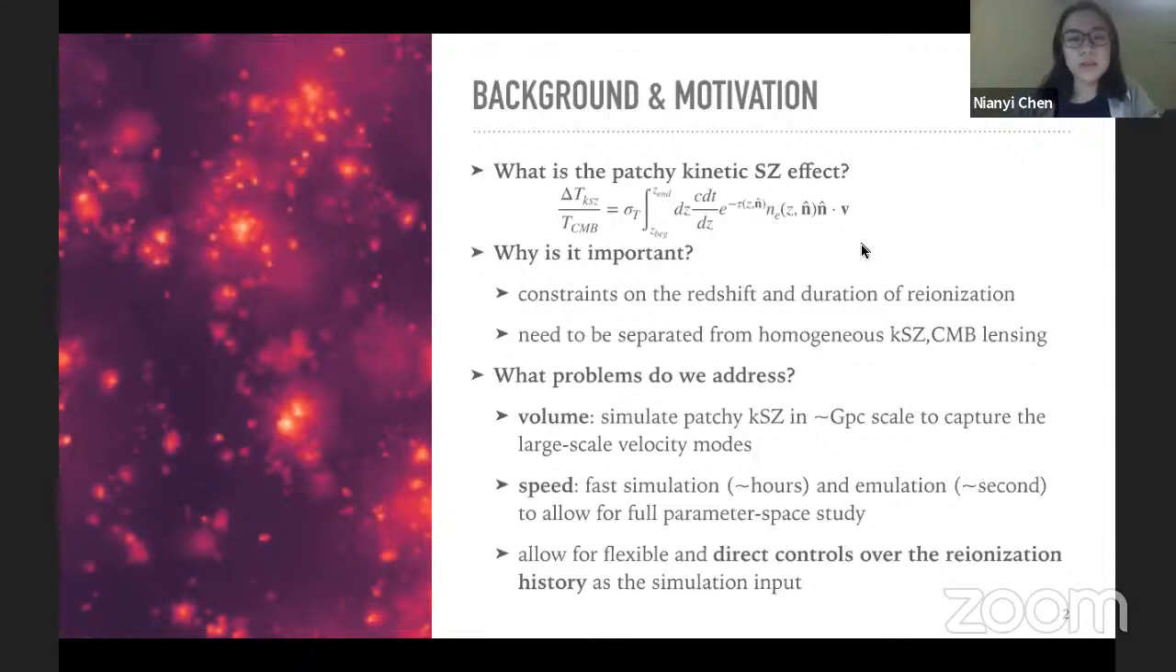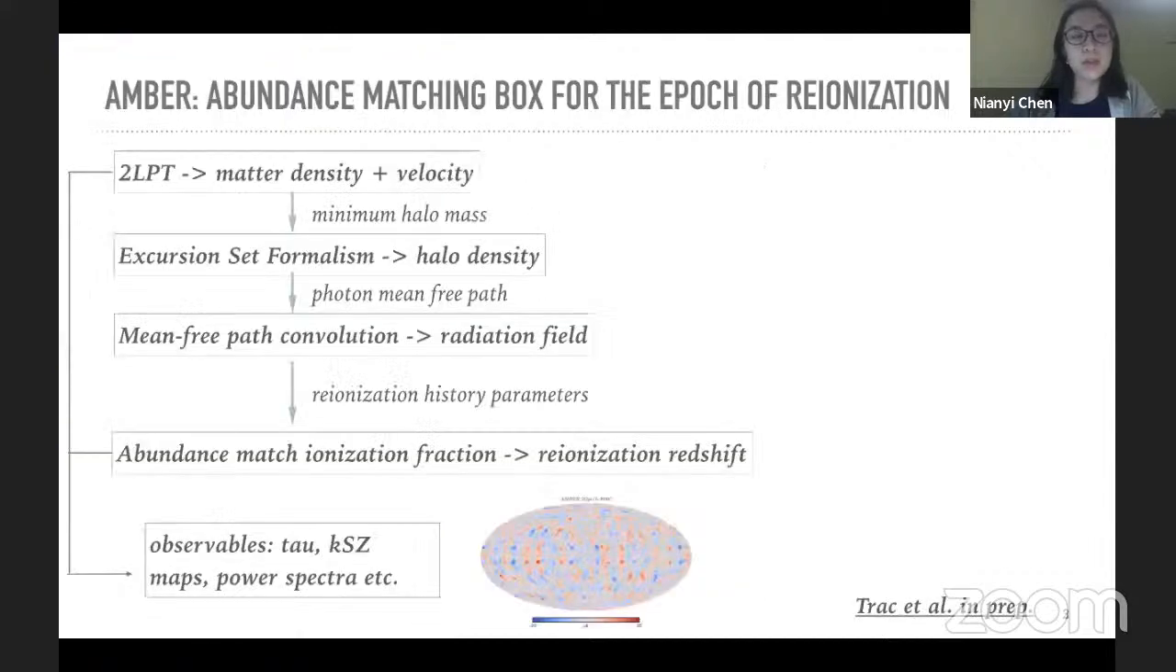So with these goals in mind, let me introduce the AMBER code, which is a semi-numerical code for simulating the EoR based on abundance matching. Since this is not a methods talk about a simulation, I'm going to skip all the details here and just bring your attention to four parameters that we would like to study for this work. The first one is the photon mean free path, which controls how far the photon can travel in the IGM, and in turn controls the morphology of ionized regions in the simulation.